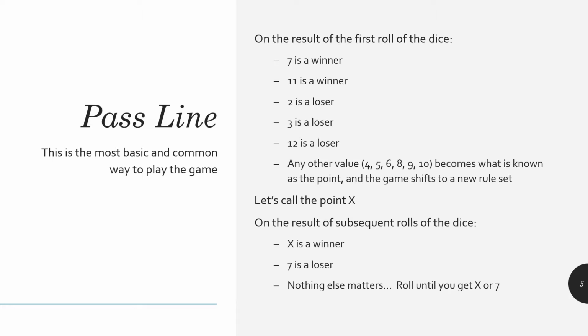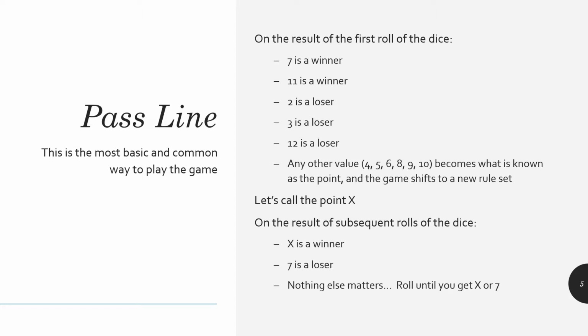You start a game, you go, okay, we're starting a brand new game of craps here. And so you roll the dice. And if I roll a 7, I win. If I roll an 11, I win. If I roll a 2, I lose. If I roll a 3, I lose. And if I roll a 12, I lose.